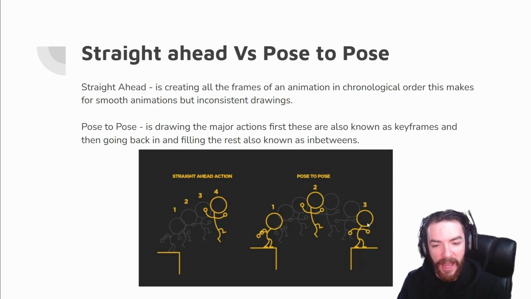If you've ever used Adobe Animate, we have this thing where you could take a picture or a shape and move it from the left to the right. And that is called tweening. And that word actually comes from this right here, the pose to pose, also known as in-betweens. It comes from that word.